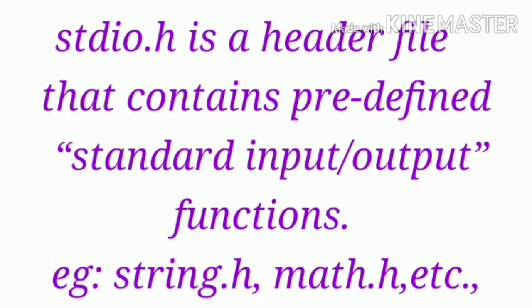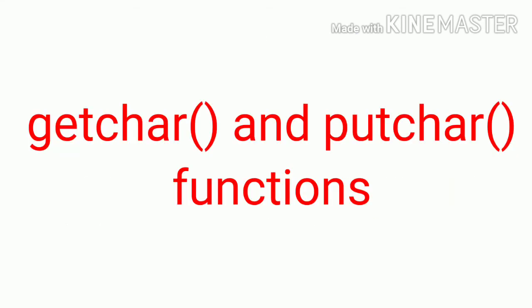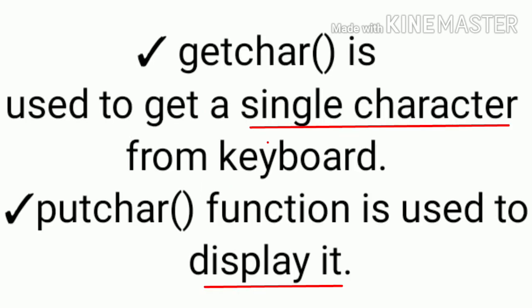First one is the standard input output header file, that is simply stdio.h, which defines the standard input output predefined functions, that is getchar, putchar, gets and puts, etc. First we will discuss getchar and putchar. The getchar function is mainly used to get a single character from a user. putchar is used to display the single character.